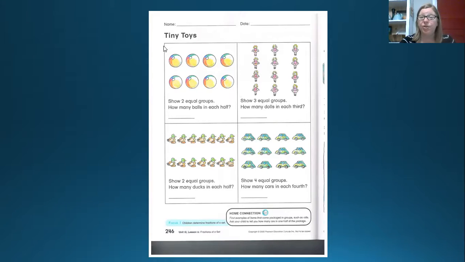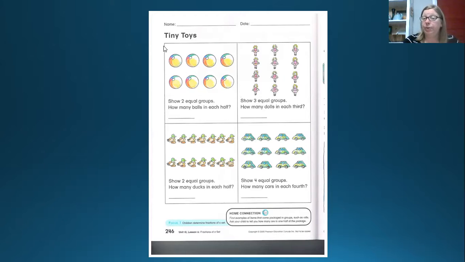On page 246 of your Math Makes Sense book, it has a title of Tiny Toys. There are 4 quick activities that you can do. You'll probably be able to finish this page in less than 5 minutes if you do a very neat job. It says show 2 equal groups. How many balls in each half? So you need to circle the equal groups, and you need to show how many are in each of those two groups.